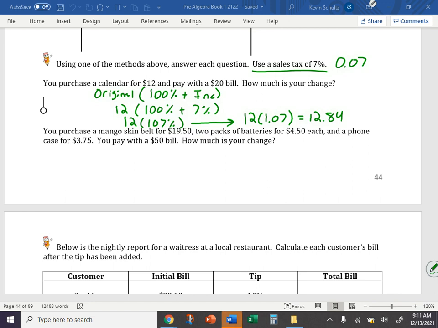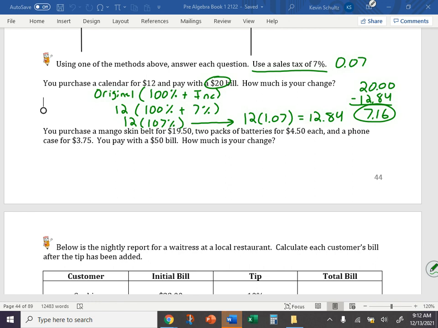$12.84. You pay with a 20. How much is your change? The price of the calendar after tax is $12.84. You pay with a $20 bill. How much is your change? Kylie. $7.16, right? $20 minus $12.84 gives you $7.16 change back. Right? Dane, turn around, please.